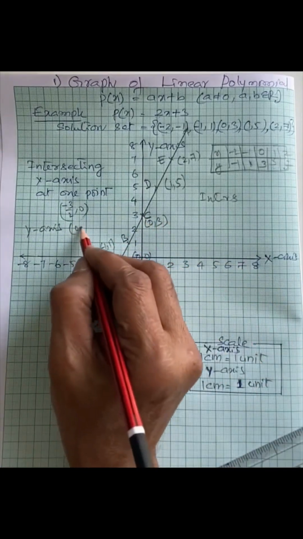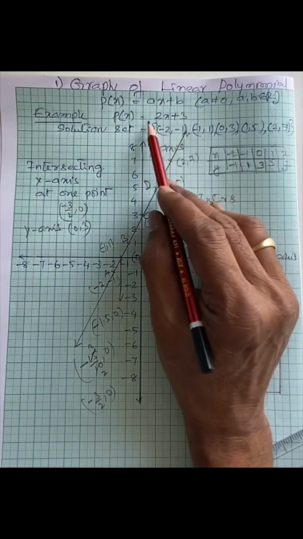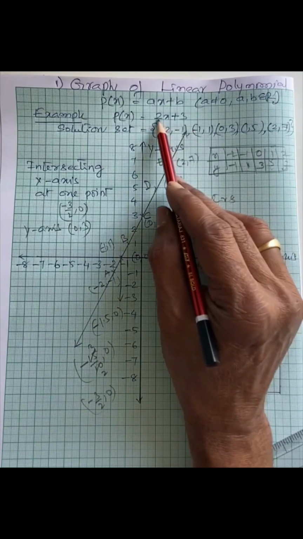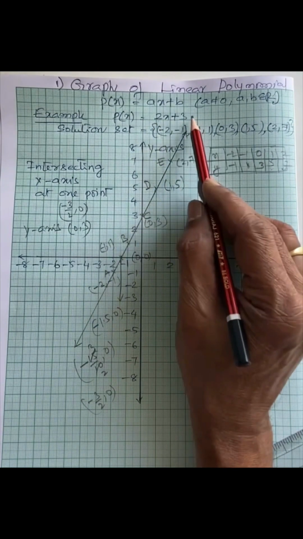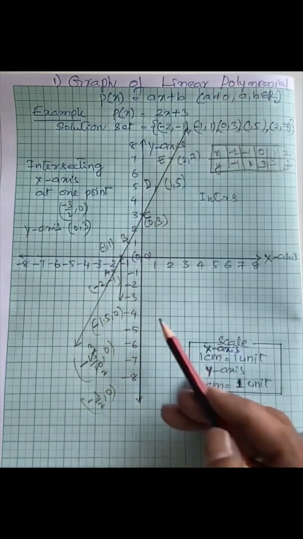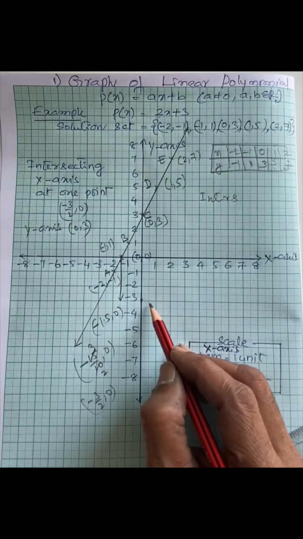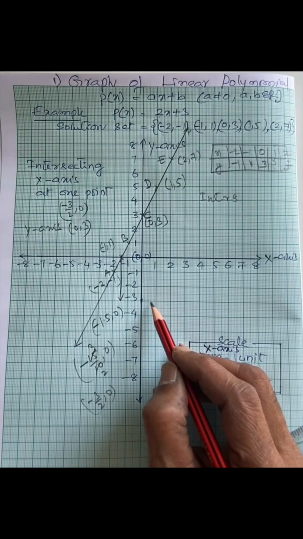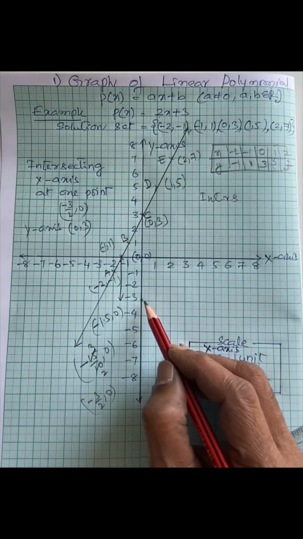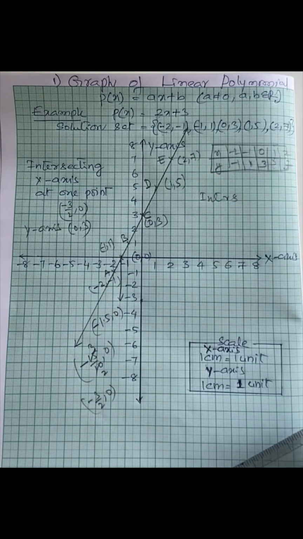And it touches the y-axis at 0, 3. You observe this, y is equal to 2x plus 3 touches the y-axis at 0, 3. If it is 2x minus 3, it will touch the y-axis at 0, minus 3. It will touch here. If it is p of x is equal to x minus 3, it touches the y-axis at 0, minus 3. Like that, you have to plot the points and draw the graph.